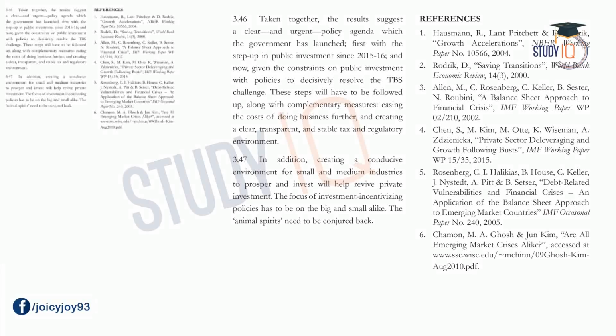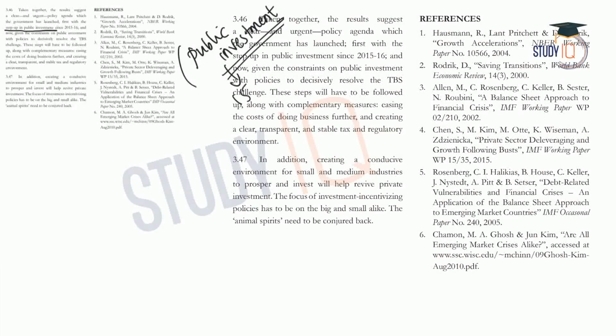Now coming to what the government has done in order to address this issue, what policy actions were taken. First of all, the government has stepped up public investment since 2015-16. So there has been an increase in public investment in order to boost investment in the economy. Since 2015-16, this is happening. And secondly, in order to resolve the TBS challenge, that is the twin balance sheet challenge. The twin balance sheet challenge is associated with companies as well as financial institutions. We have seen that in case of India, the investment slowdown is due to balance sheet problems.